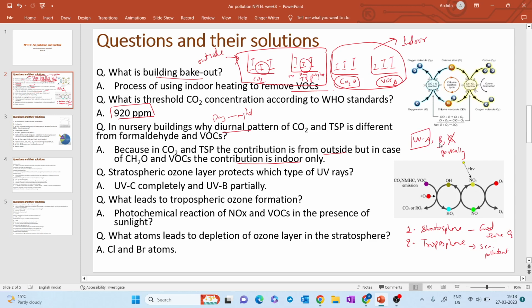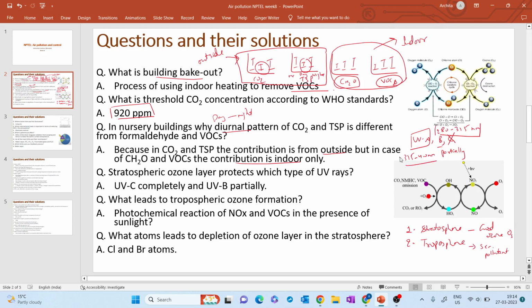Now, if someone asks, the wavelength for UVB is 280 to 315 nanometer, and for UVA it's 315 to 400 nanometer. So, as I said, in the stratosphere the ozone captures all the UVC and captures UVB partially. For UVB, the wavelength is from 280 nanometer to 315 nanometer, and for UVA, the wavelength is 315 to 400 nanometer.